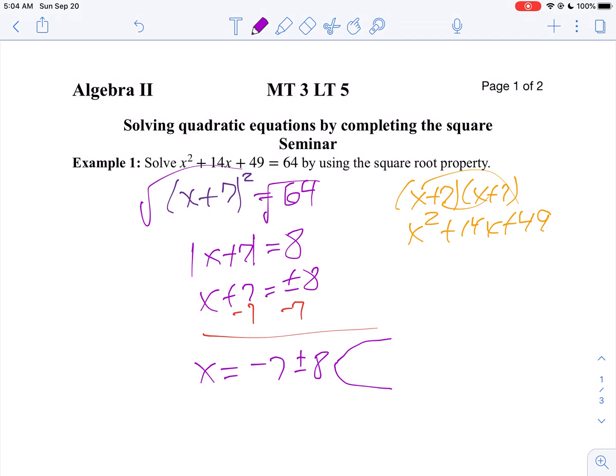Negative 7 plus 8 is 1. One time we're going to subtract. Negative 7 minus 8 is negative 15. So you can say x equals 1 or x equals negative 15. That's using the square root property.